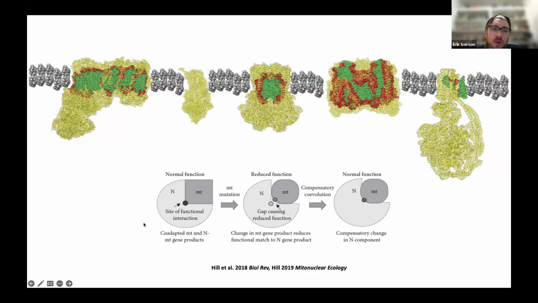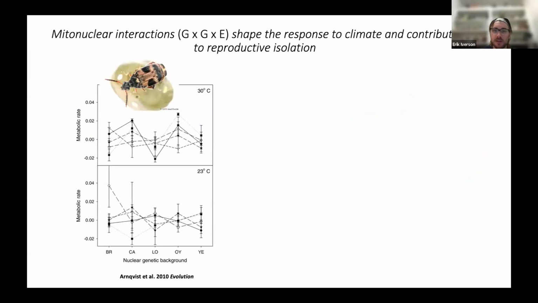So if we imagine under normal function, these proteins are fitting one into another like a glove, if there's a mutation that gets fixed in one genome or another for some reason, it may cause a change in conformation that results in a gap here where those two proteins are not interacting as well as they could be. But then we could have a compensatory mutation that gets selected for, and when that's fixed, we restore that function by basically bringing back the conformational fit that's so important to these proteins.